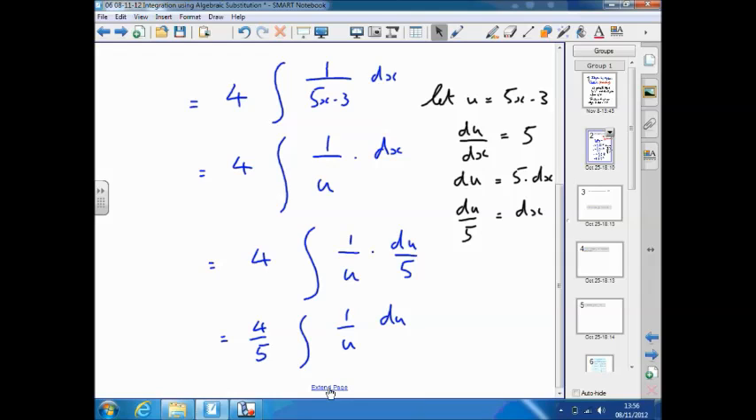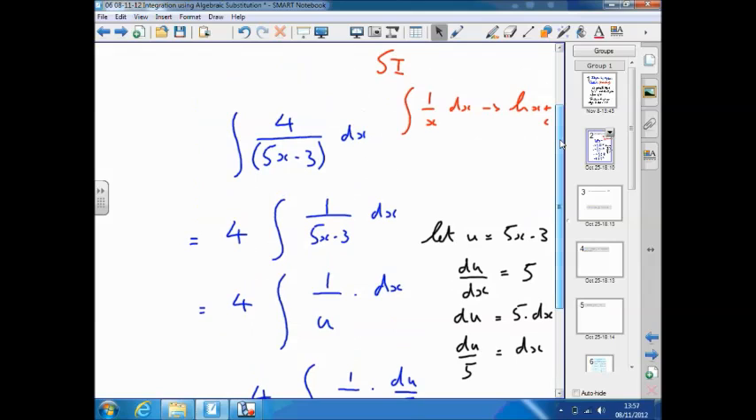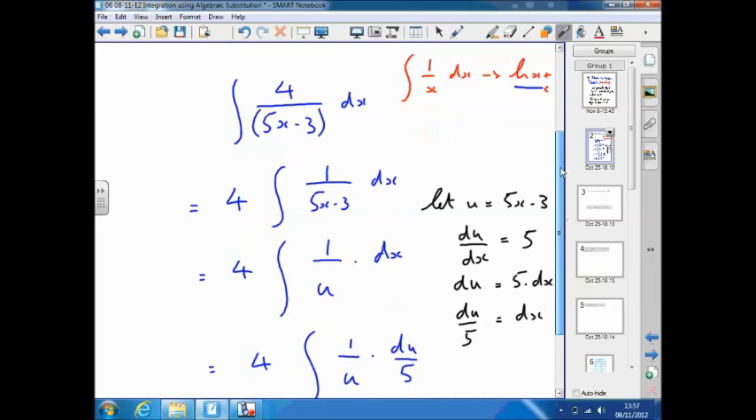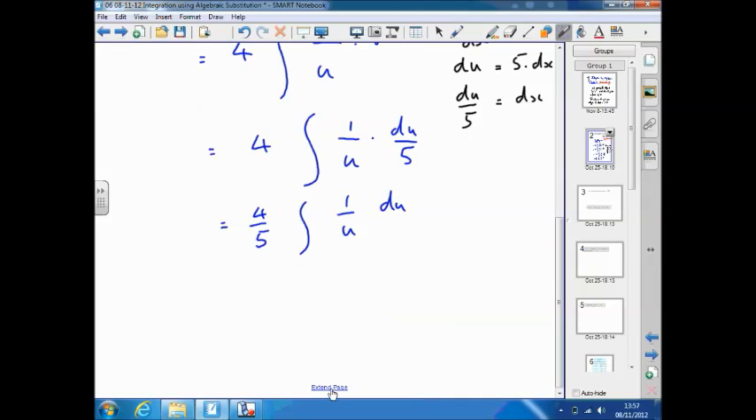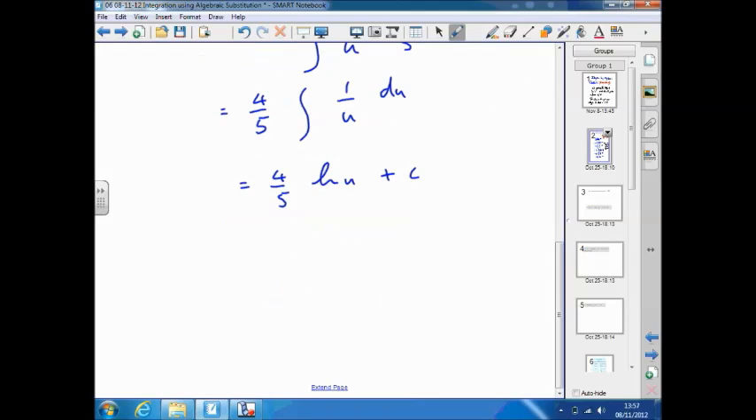And now we've got the standard integral that we're after. So if we now look back to here, there's my standard integral. Look, that was the whole point of this process, because now this looks like a standard integral. Integral of 1 over x with respect to x equals the log of x plus c. So integral of 1 over u with respect to u equals log u plus c. So this becomes 4 over 5 times the log of u plus c. And final step is just to put back in what u is, because we let u equal 5x minus 3. So it's the log of 5x minus 3 plus c.